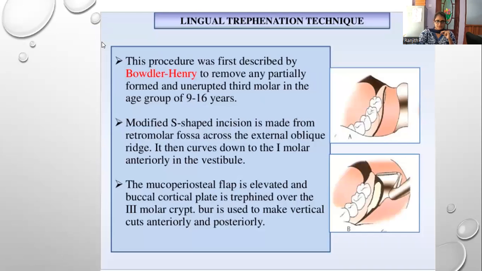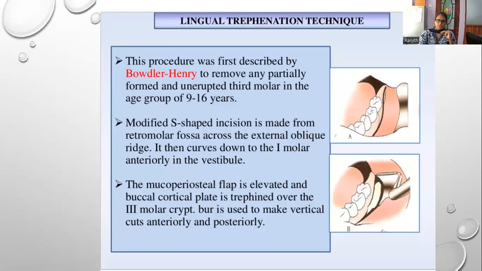Then you have the deformation technique. In this, the lateral decortication technique involves placing small burr holes. This was put forward by Bowdler Henry for the removal of any unerupted third molar which has been partially formed, that is between 9 to 16 years of age, where you just have a crypt.